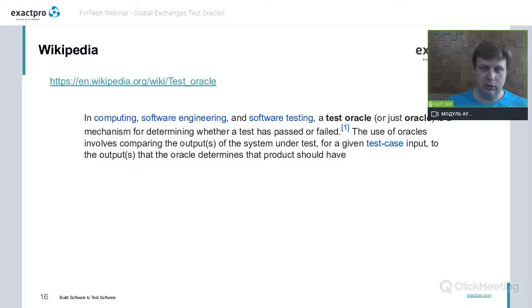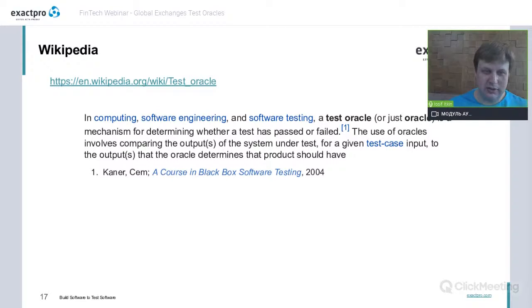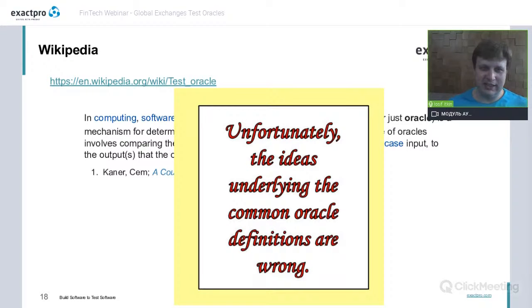Now let's go back to the Wikipedia definition. There is a reference, number one, near the definition, and surprisingly, I can see that it refers to a course in black box software testing that I recommend everyone to read. My surprise is based on the fact that I recall seeing something like this in the course, that the ideas underlying the common oracle definitions are wrong.